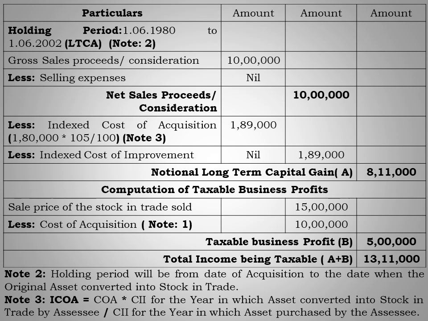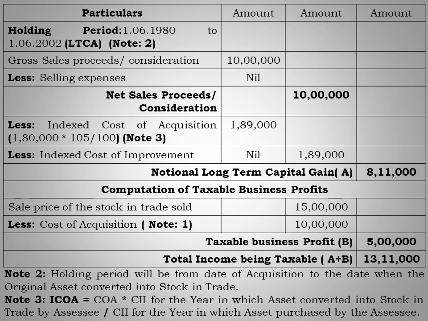Okay, so this completes the two steps of computation of the long-term capital gain and the taxable business profit. The combination of both, or the addition of both these values, will be considered as the total income being taxable, that is A plus B, or simply the total income taxable under the head income from capital gain, which amounts to rupees 13,11,000. And this is the final answer. So I hope that you have understood both the special cases.